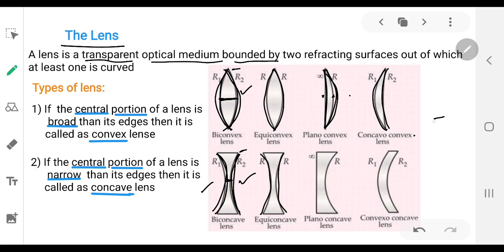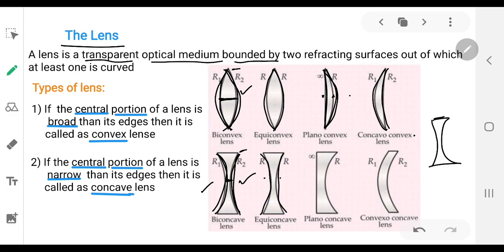The curvature may not be the same. Here it is less curved, here it is more curved. Then you can call it biconcave, as it has two refracting surfaces, but their curvature is not the same. So you cannot call it equiconcave. If the curvature of both refracting surfaces is the same, then you can call it an equiconcave lens.